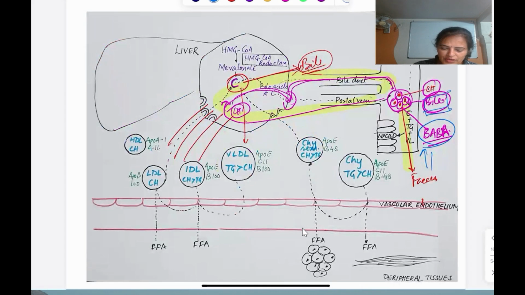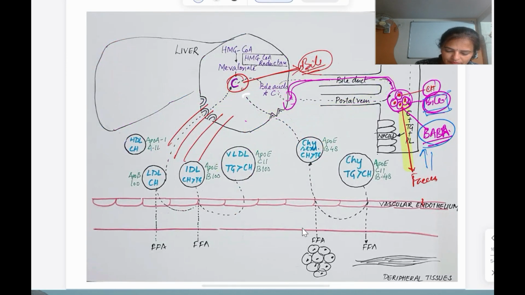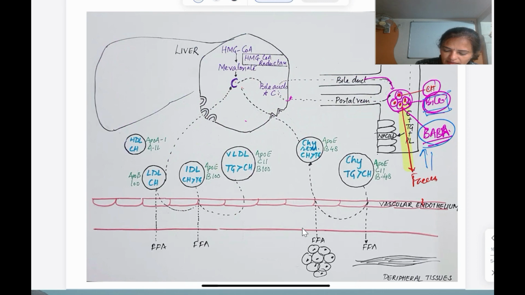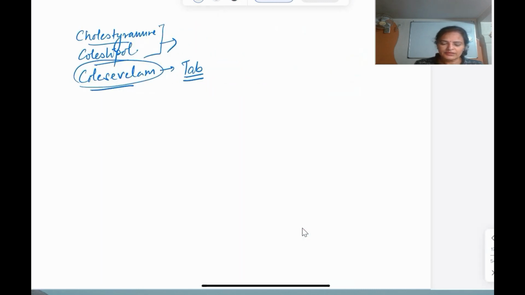Now number 4 drug. Number 4 drug is fibrates. Now how do the fibrates act? I'll write here.